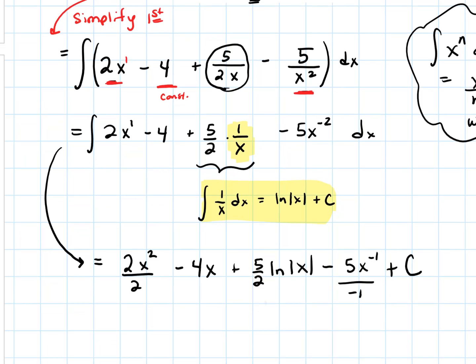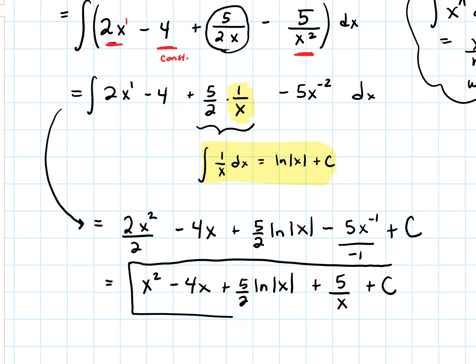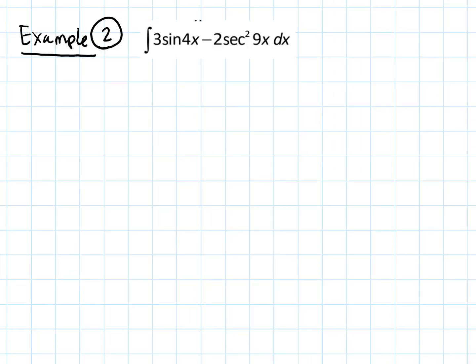All right. And my final answer for this integral: x squared minus 4x plus 5 halves natural log of the absolute value of x plus 5 over x plus c. And there is my solution. I'll erase the highlighting from above.